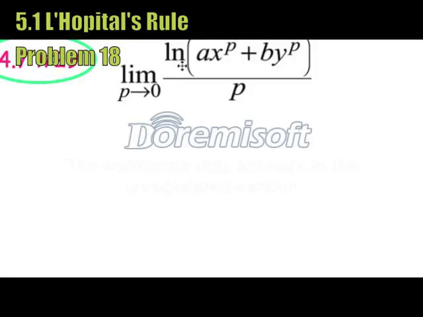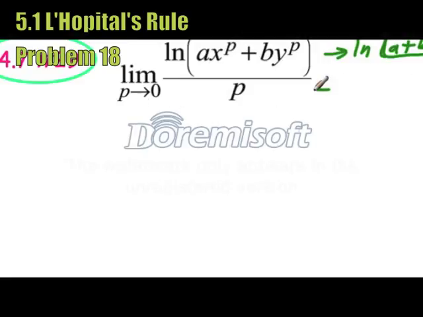Let's try plugging in 0 for p. We would have x to the 0, that's 1. We'd have y to the 0, that's 1. So inside here we just get a times 1 plus b times 1. That's just a plus b. So we have the natural log of a plus b. But the problem specifically told us a plus b is 1. So if that's 1, the natural log of 1 is in fact 0.